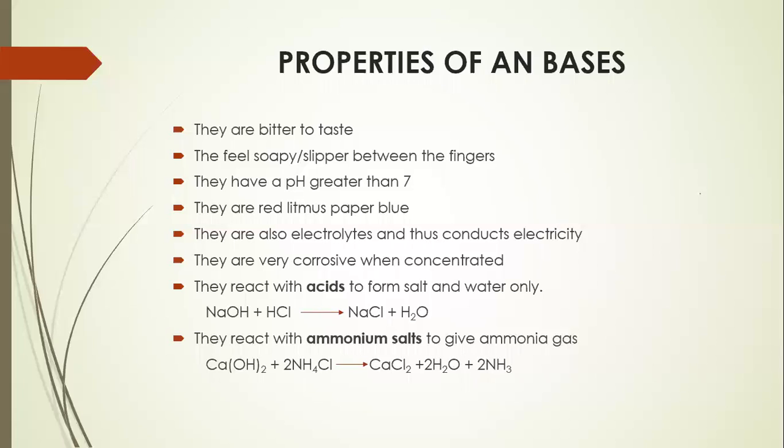Three, they have a pH greater than 7. So acids have pH less than 7. Bases have pH greater than 7, and they turn red litmus paper blue. They are also electrolytes, so they can conduct electricity. And it's not only acids that are corrosive. Bases are also corrosive when they are highly concentrated.